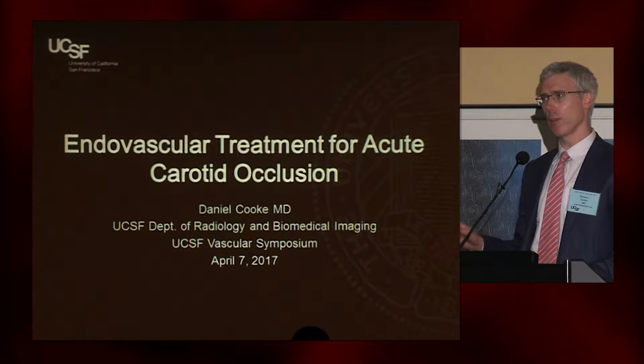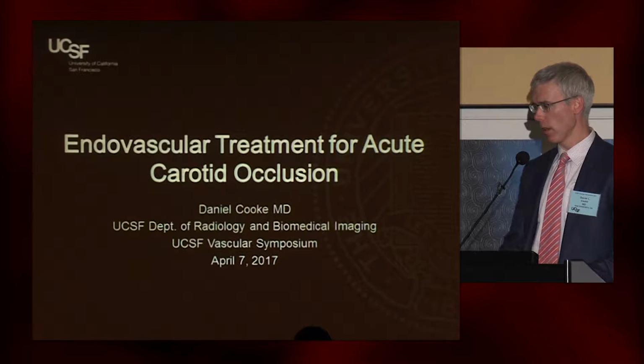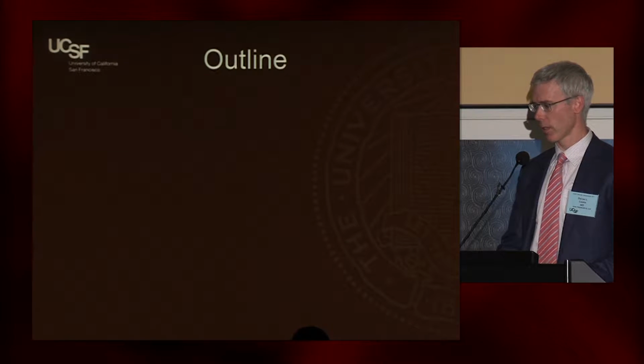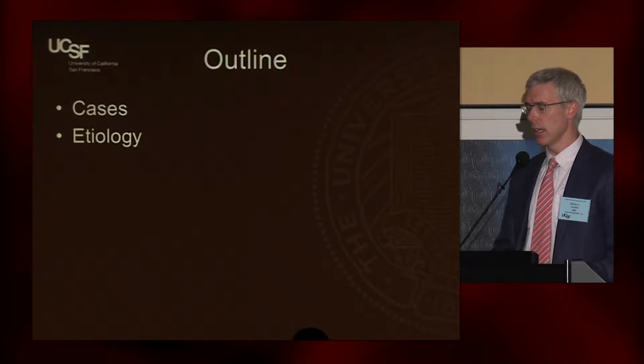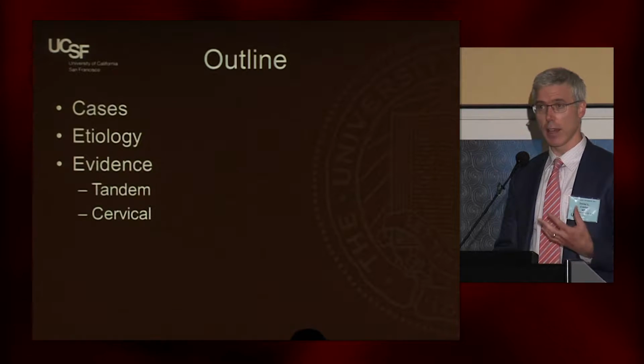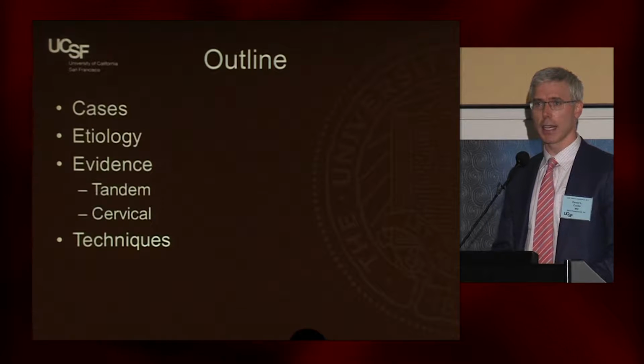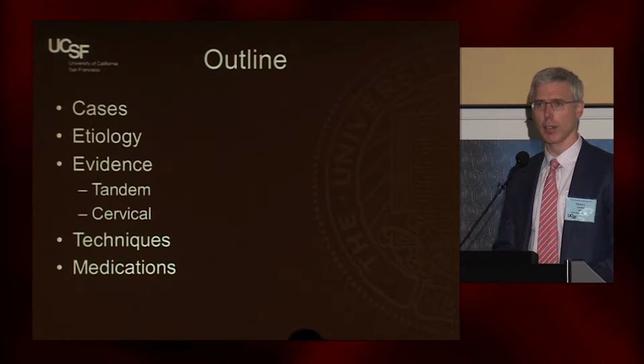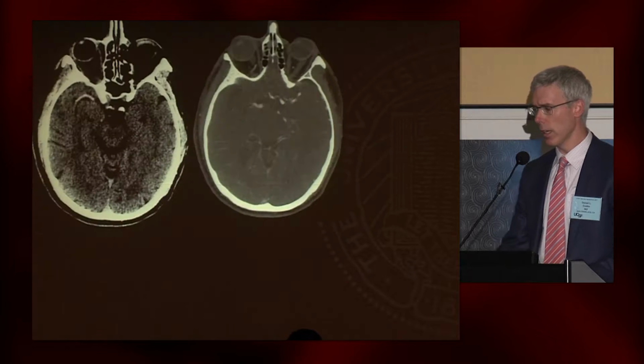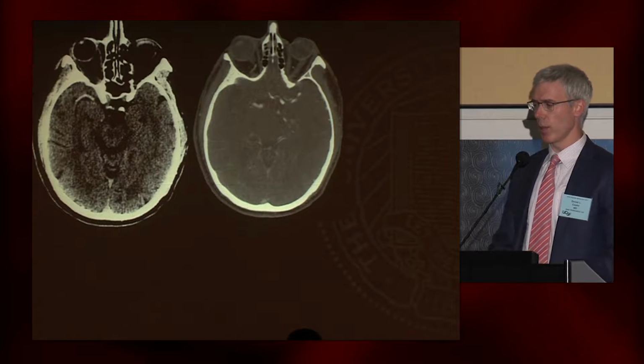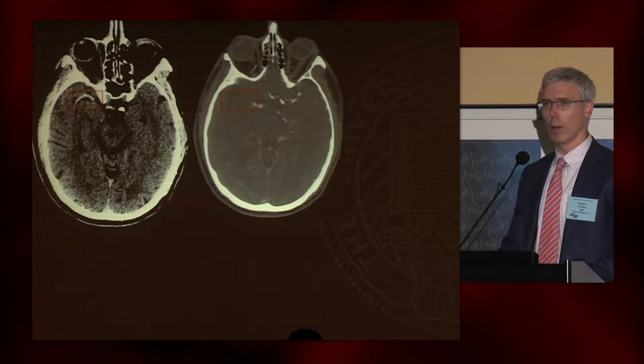But this is primarily going to be focused on patients who have a cervical carotid occlusion with or without an intracranial component. So we'll go through some cases, then we'll go over some of the etiologies of this particular problem. We'll go over some of the evidence, as I mentioned. We'll talk about some techniques just really briefly, and then some of the medication issues that are going to come up. So this is a patient, a 50-year-old gentleman who has an acute right MCA syndrome.